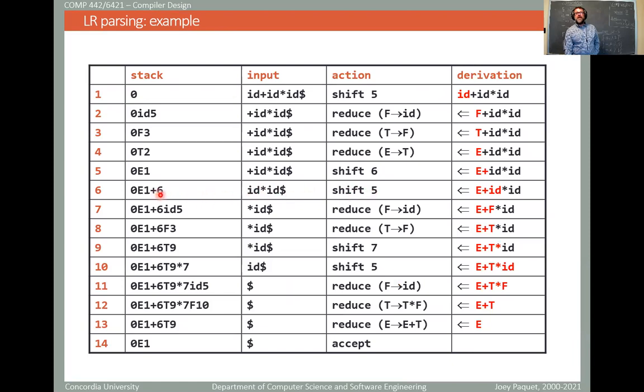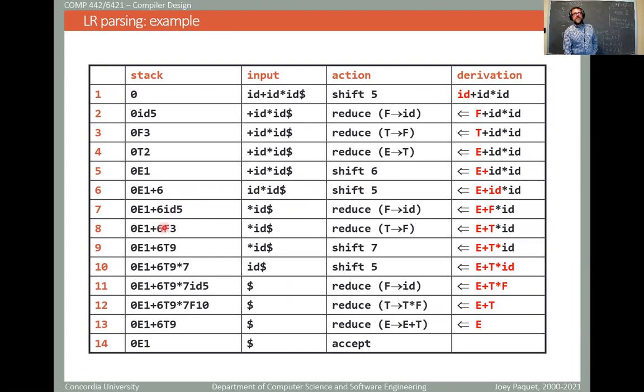Then I take my token here and I push it here, and then I push the state number here onto the stack. Then I go in the table again, 5 times. 5 times I will find reduce using F gives ID. So essentially I'm going to take this ID here and replace it by F. So I remove the 5, remove the ID.